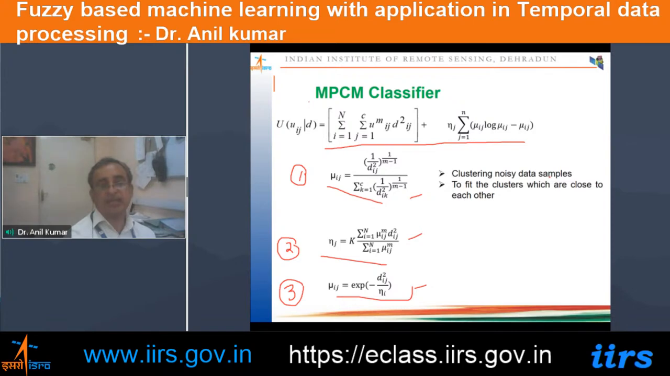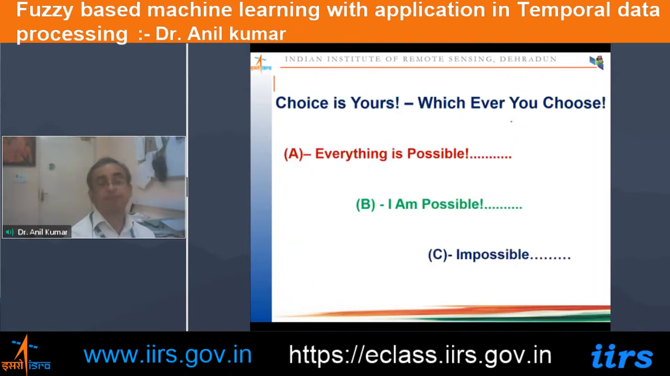Clustering noisy data very nicely to fit the clusters which are close to each other. When the clusters are very close to each other, it handles these types of clusters very nicely. It takes care that the cluster should be compact. So all these things are the advantages of the MPCM classifier compared to other fuzzy based algorithms that I've just discussed.